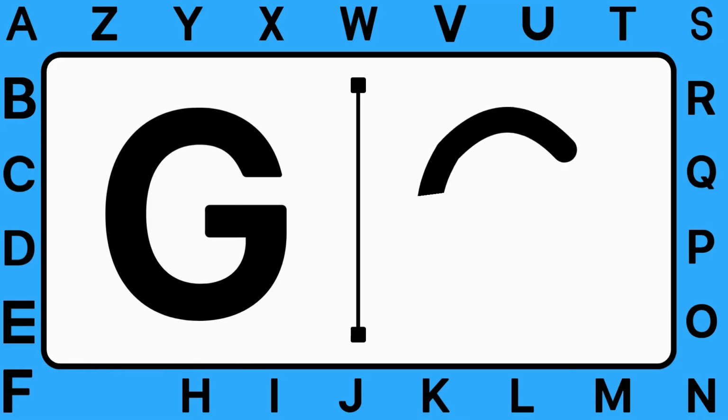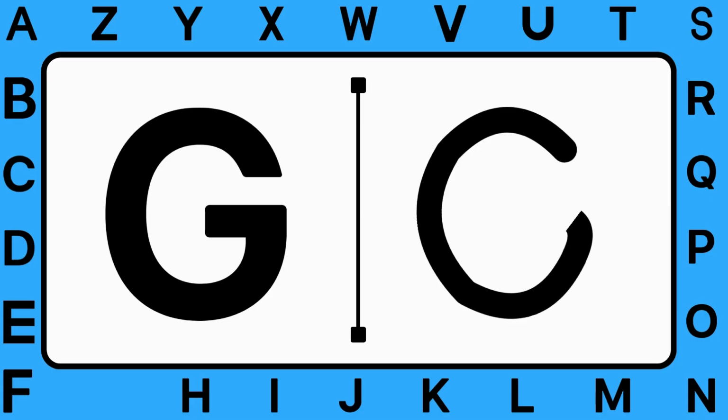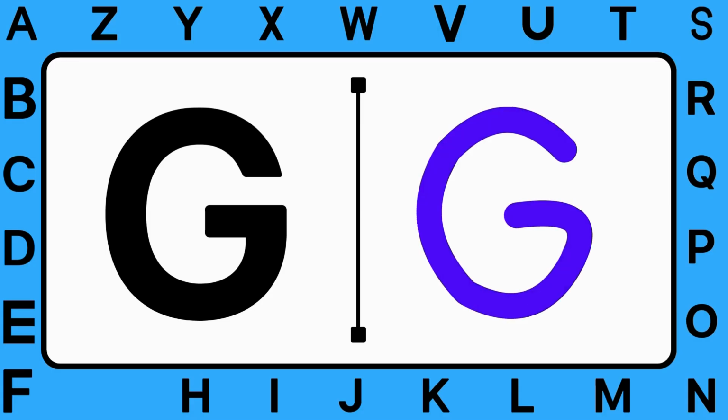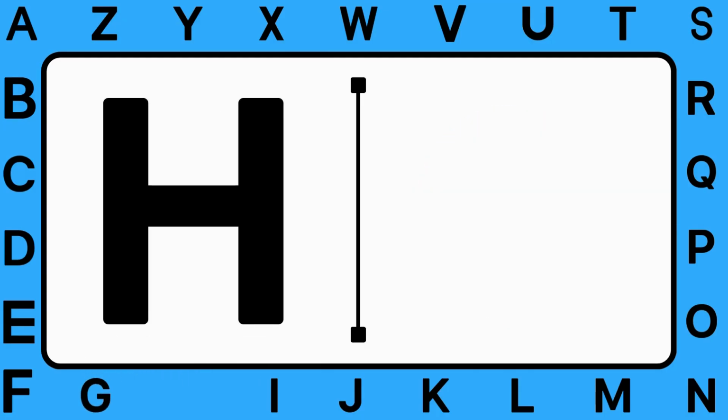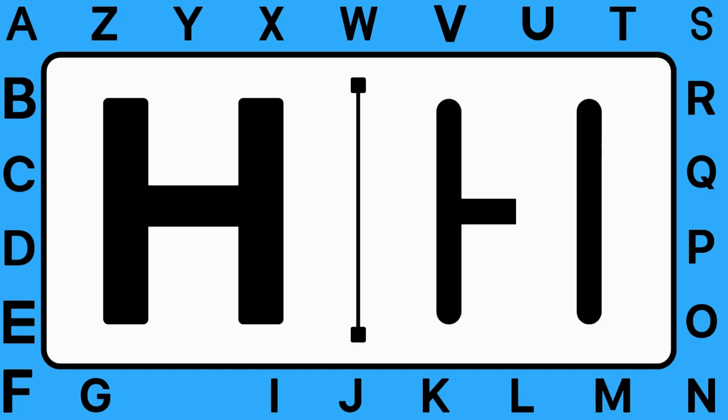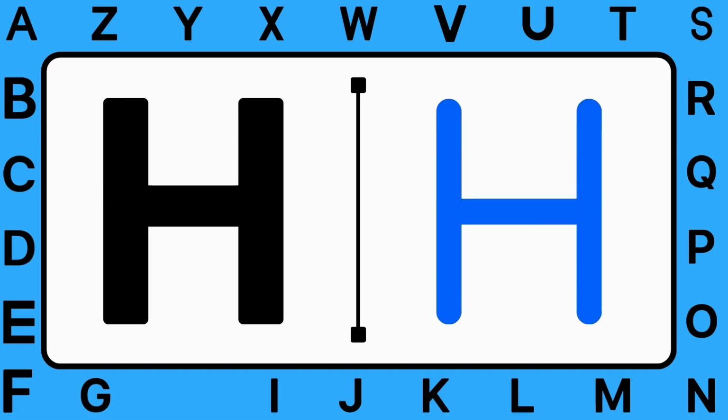Draw a big C shape. Add a short line in the middle going right. Great job. That's G. Moving on. Draw one line down. Draw another line down. Connect them in the middle. Hooray! That's H. Next one.